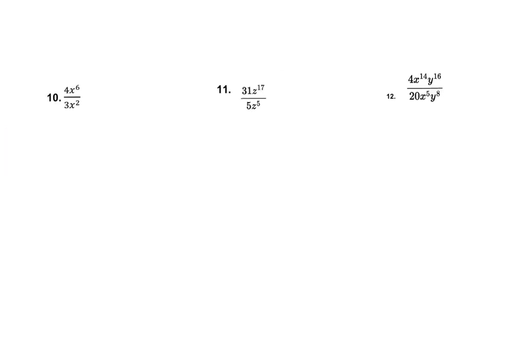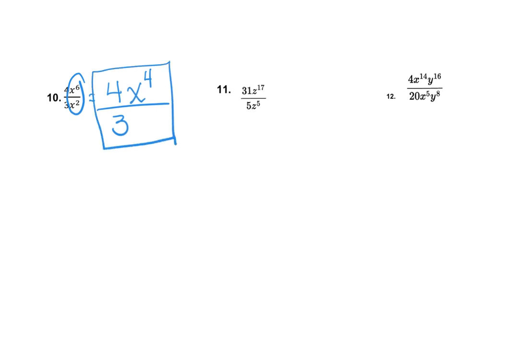All right, question number 10. Just like the one before, we cannot divide 4 divided by 3 evenly. And so let's just leave that 4/3 all alone. We're just going to leave the 4 on the top and we're going to leave the 3 on the bottom. And now let's take x to the 6 divided by x squared. Well, when we do that, we subtract the exponents. So 6 minus 2 is x to the 4th. So our answer here is 4x to the 4th divided by 3.